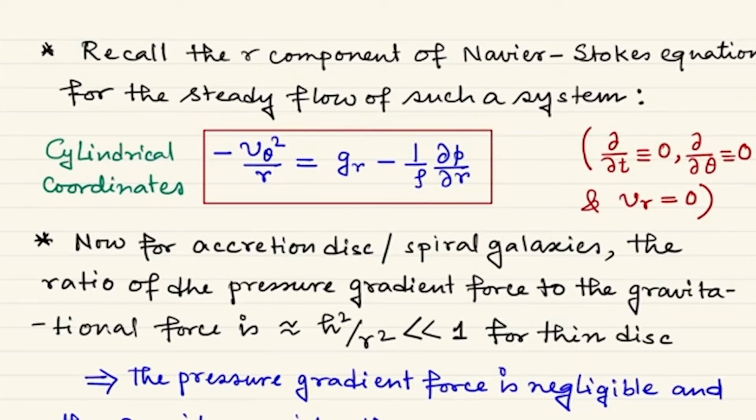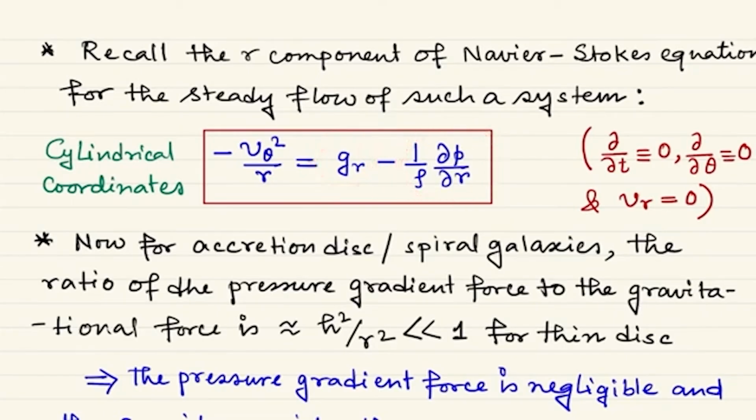Now you see that this is nothing but the centrifugal force if you are in the frame of reference of the rotating system, or, if you are seeing the system from the laboratory frame of reference, this is nothing but the centripetal force required to maintain the rotation. And this is the gravitational part, and this is the pressure gradient force.